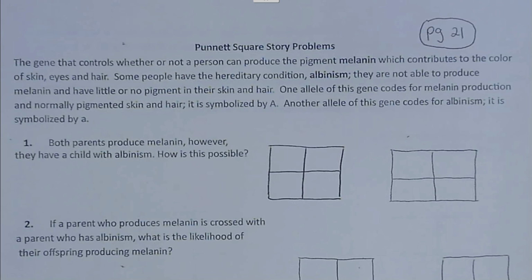Now for this, you're going to want to fill this out using Cami. However, I'm going to do the first couple problems with you, so you're going to want to fill it in on there and then continue doing the rest on your own. So let's get started. Again, you're filling it in on Cami. So it says Punnett square story problems.